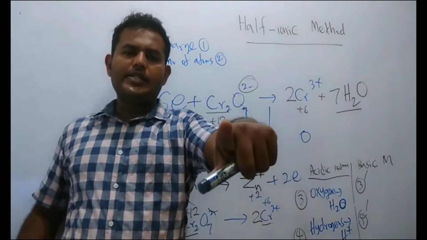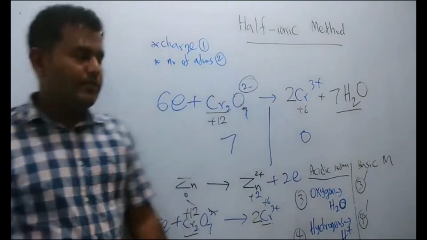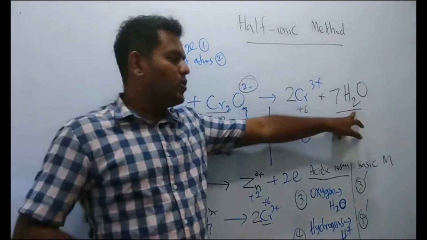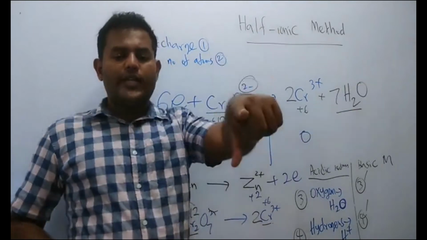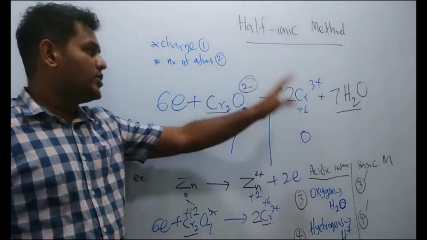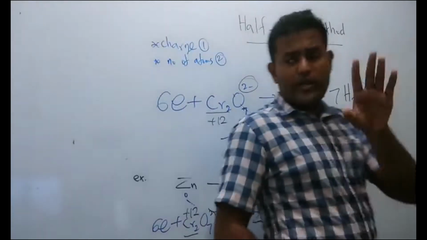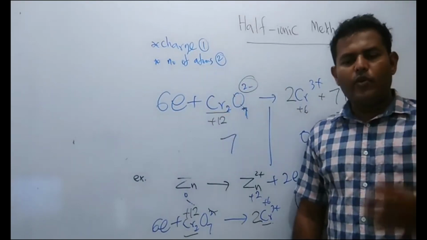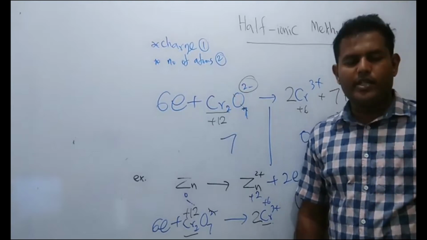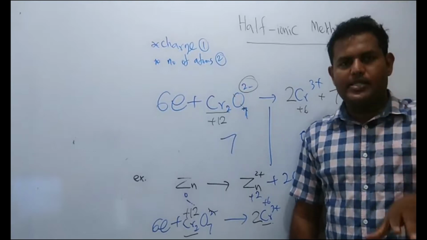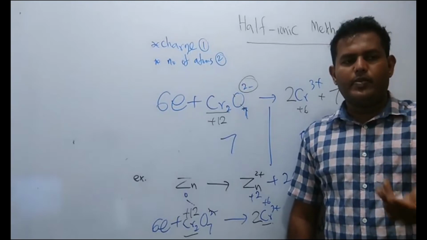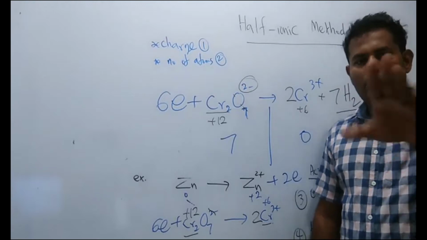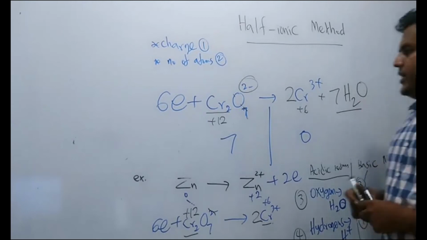Now check the hydrogen difference and balance it using H plus. So how many hydrogens? 7 times 2, 14. So we have 14 hydrogens on the right side. In order to balance 14 hydrogens, we have to add 14 H plus. Don't we add 14 hydrogens? No. 14 H plus. We add H plus because it is an acidic medium. H plus means it can be HCl, H2SO4, HNO3, anything. But we write only the ion, H plus. How many H plus should we write? 14 H plus.